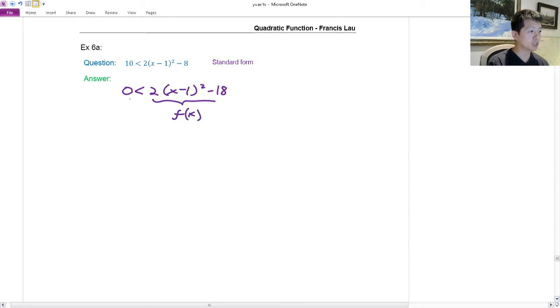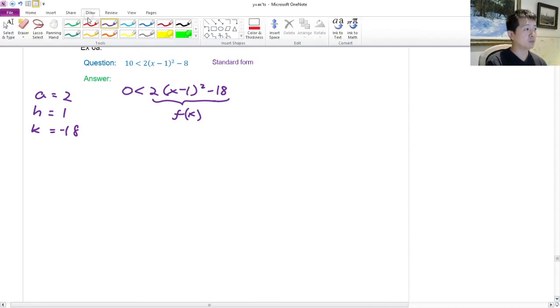And I'm looking for the zeros of this function. And what are the a, h, and k here? My a is 2, h is 1, k is minus 18. So this is actually the method that I use to solve this inequality. Some teachers might use different ways, but I find this is more standard. It's easier to understand, so that's why I'm using it this way.